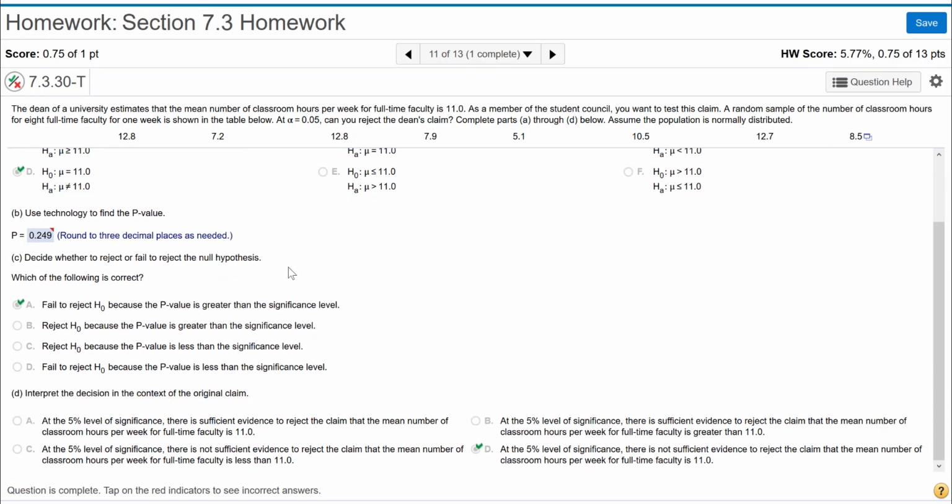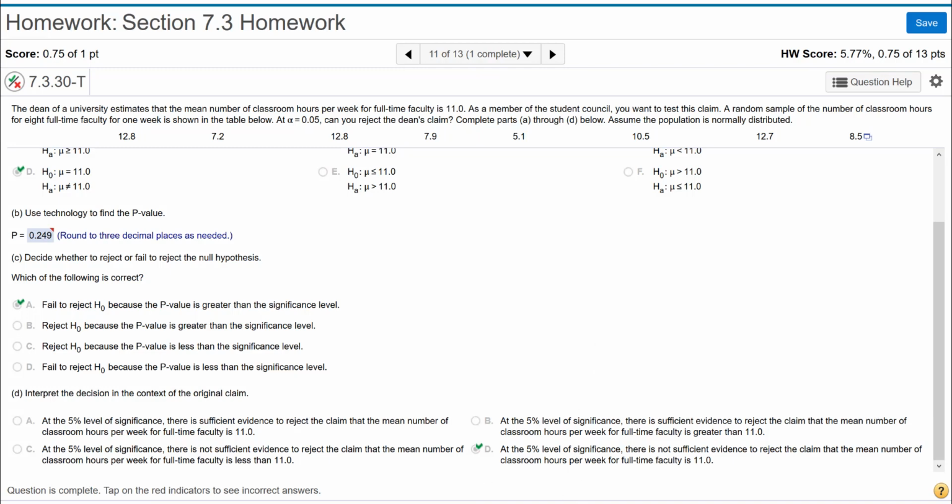And then let's go with it here. Interpret the decision here. So we'll go back up here. This is 5%, right? So at the 5% significance level, there's really not enough information to reject the claim that the mean number of classroom hours for full-time faculty is 11.0. So it doesn't get into the rejection region, and that's what you're looking for.